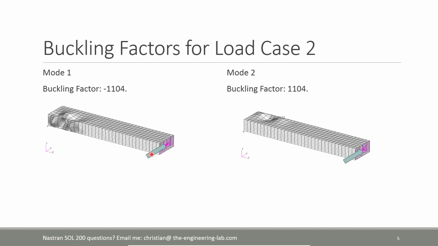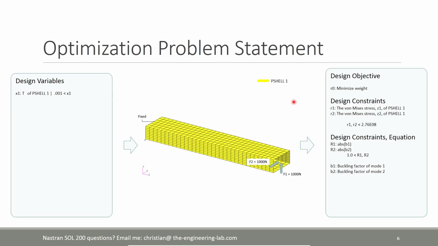We also see the same thing when we're dealing with the other load that goes in the horizontal direction, in the positive X direction. You can see that for mode 1, we have a negative buckling factor, and then for mode 2, we have a positive buckling load factor.